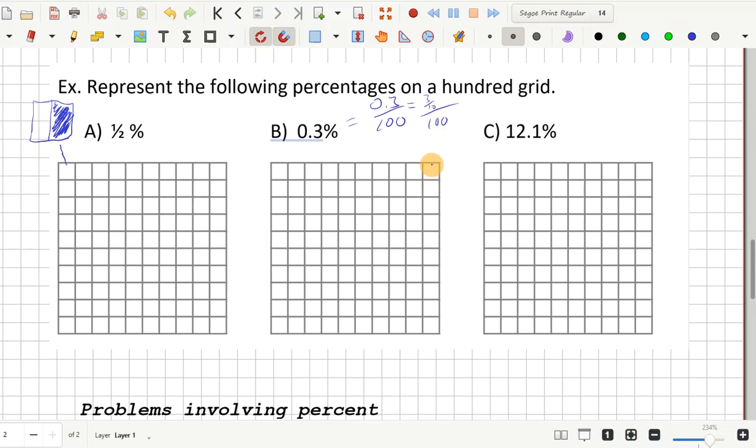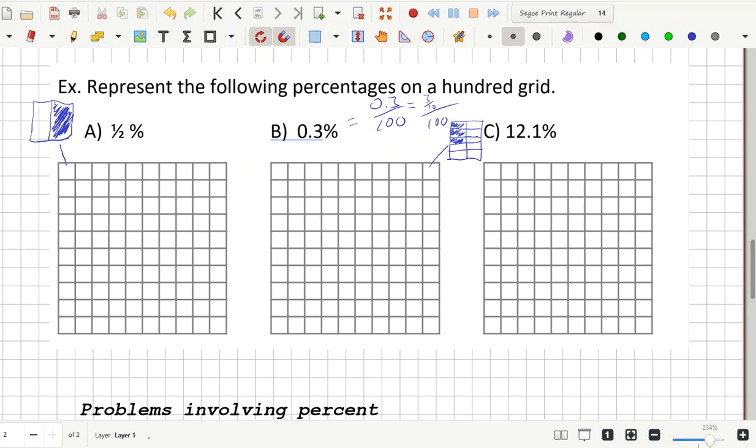So what I'm going to do is take one box, expand that box again, and cut it into 10 pieces because the top is 3 out of 10. So out of that one box, 1, 2, 3, 4, 5. So 1, 2, 3, 4, 5. And I'm going to cut that in half. Now I have 10 squares, and I'm going to fill in 3 of them. So 1, 2, 3.